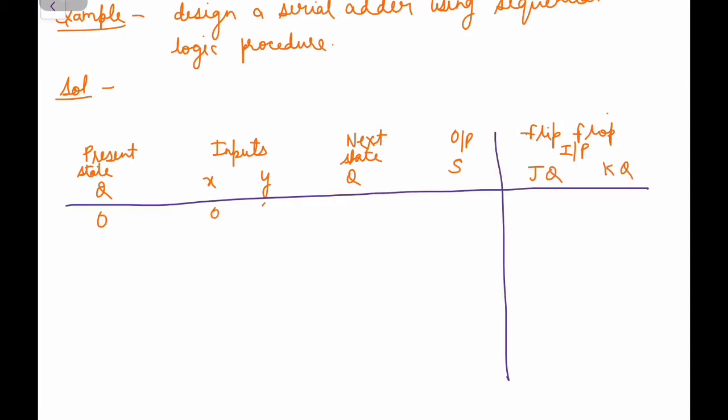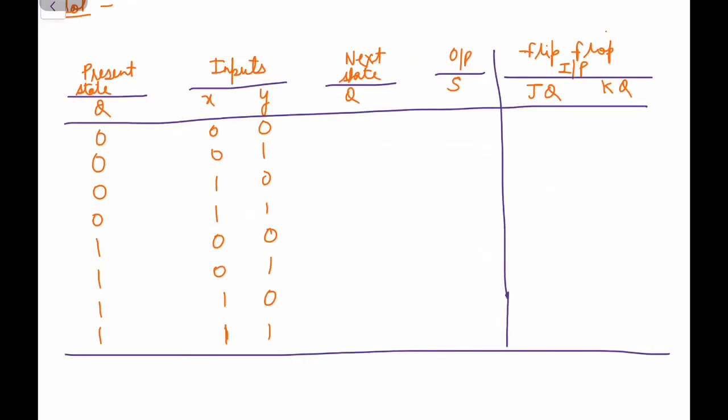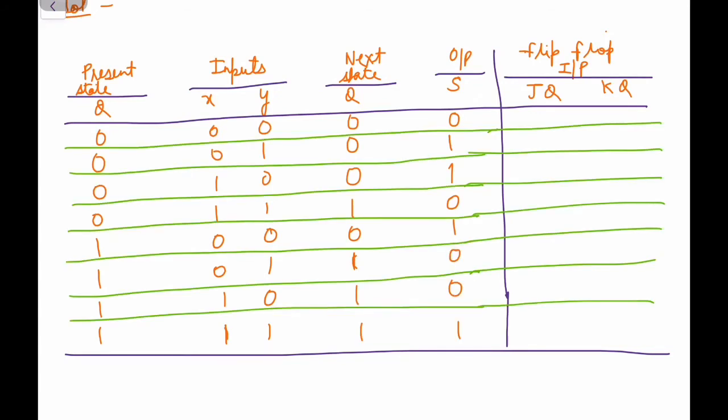So the total number of combinations of present state and input is 8. For the carry bit and the sum bit, the summation of 0 plus 0 plus 0 equals 0, and here the carry bit or the next stage of the flip flop is 0. This one is 1, this one is again 0, 0, 1, 1, 0, 0, 1, 1. The input for the JK flip flop, when the present state is 0 and the next stage is 0.